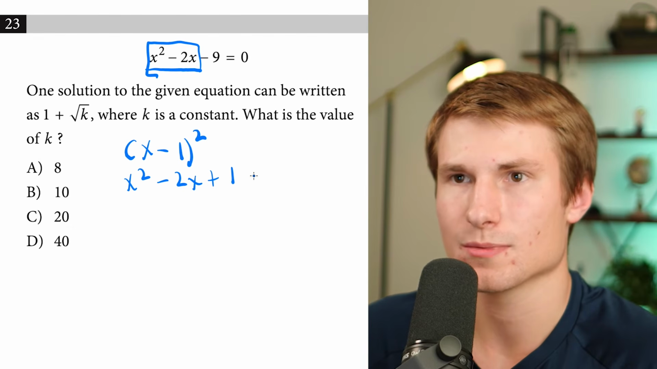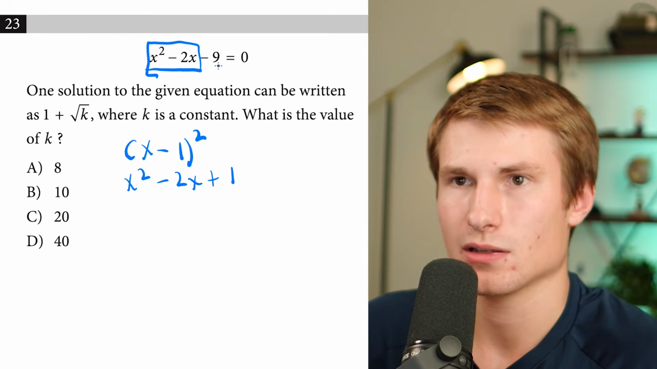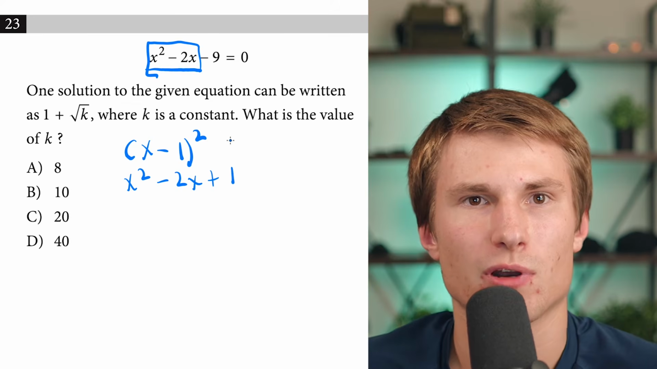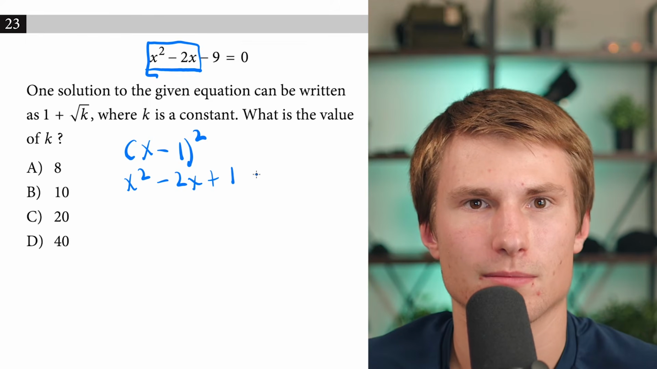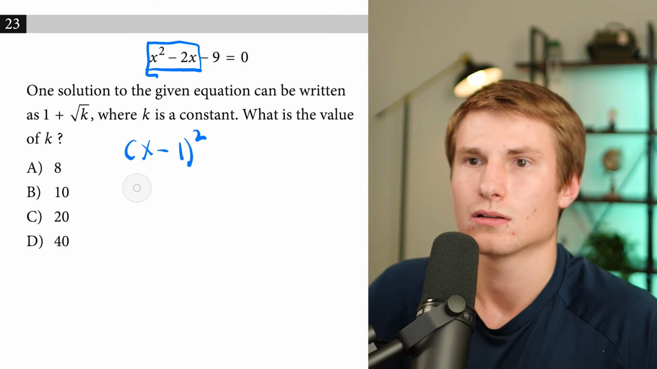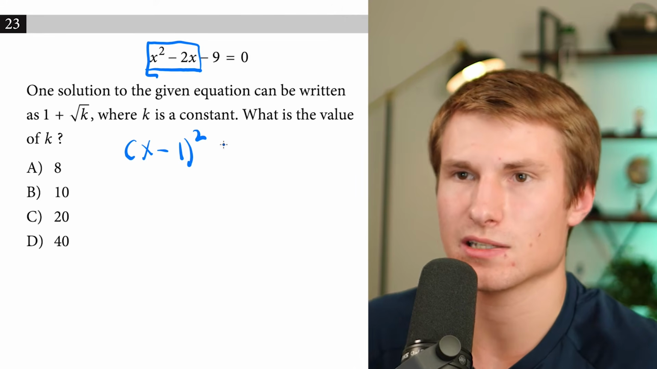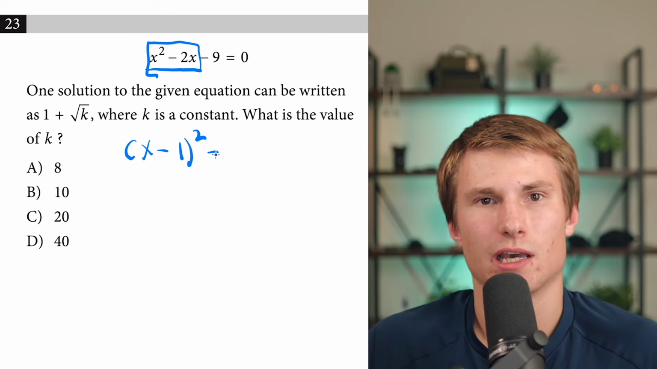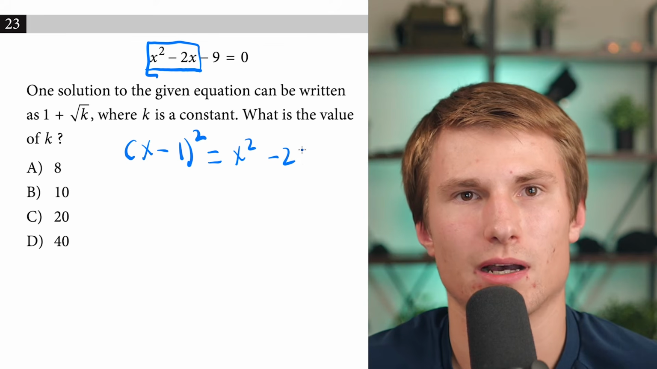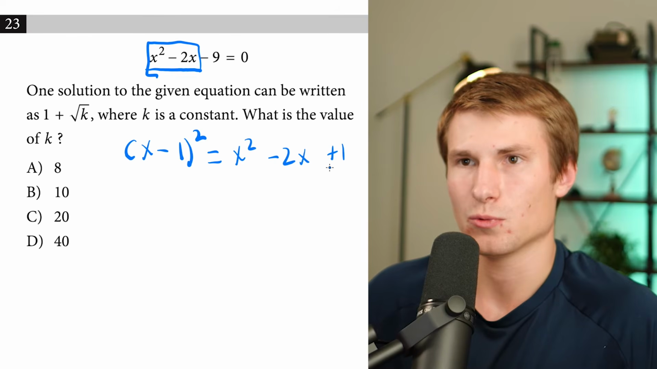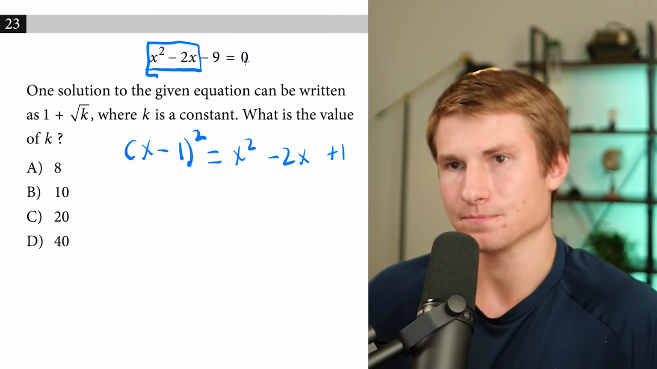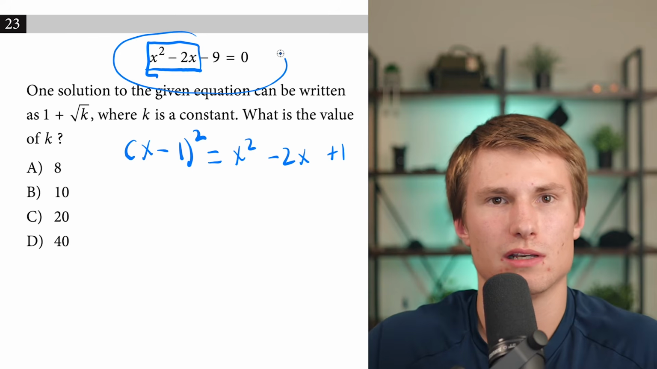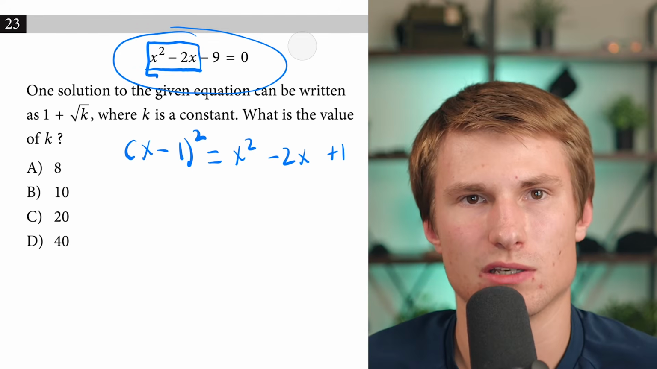Now, if I want to substitute in, we've got x squared minus 2x minus 9 equals 0. I showed you how I got to this x minus 1 squared. I'm just trying to think about the best way to explain this. Once we get this, we know that it's going to equal x squared minus 2x plus 1. Ultimately, we have to insert this x minus 1 squared into this equation without altering what it's equal to.